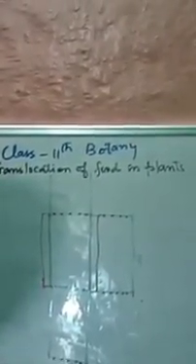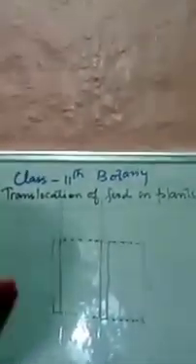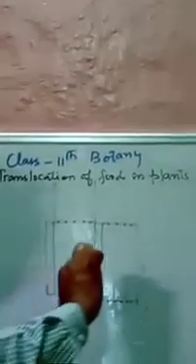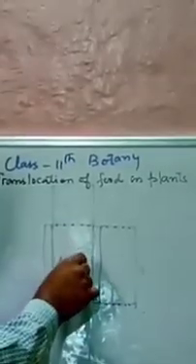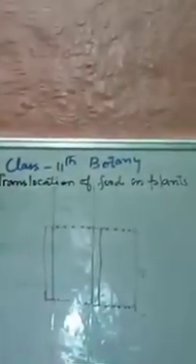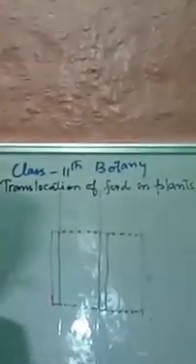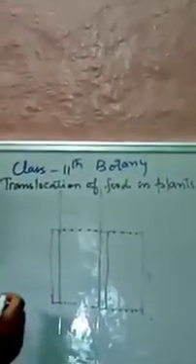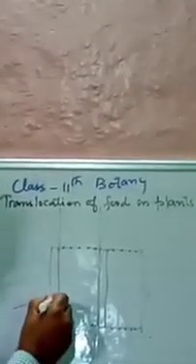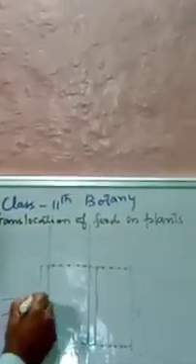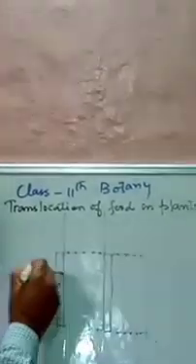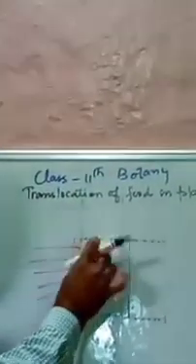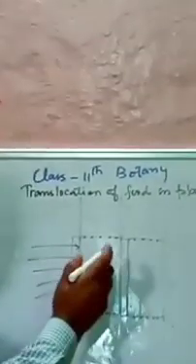Now we know that the food which is synthesized, it is synthesized as glucose, then it is translocated as sucrose, then it is stored as starch. What happens when it is being translocated from the leaves, from the source? It enters into this companion cell as sucrose, and ultimately it reaches into this, what we will call the sieve tube.